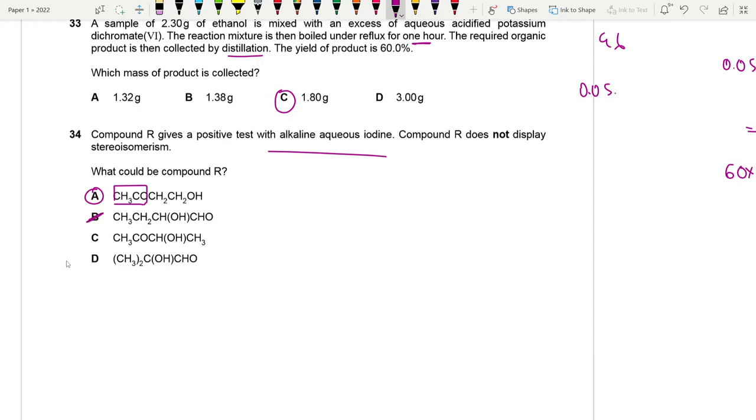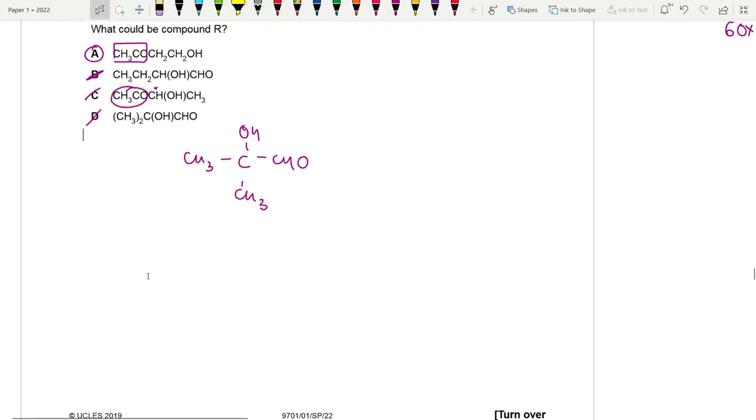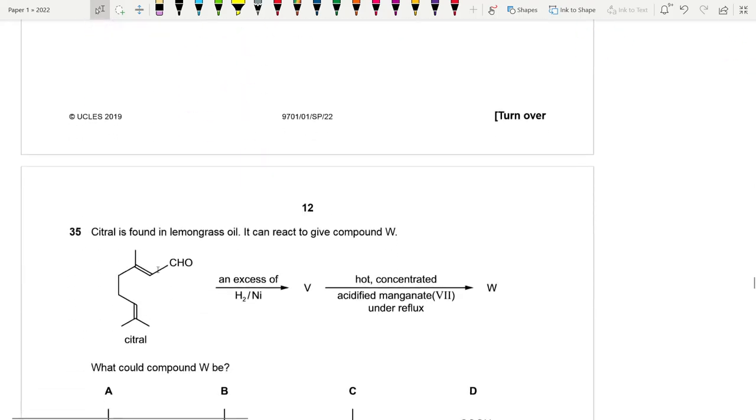B does not give the methyl ketone. It does not give the aqueous alkaline iodine test. It's a negative test. C has the methyl ketone group, but it has a chiral carbon. So C is gone. D is a tertiary alcohol, so it can't give a positive test. If it was secondary, it would have been possible, but no, it's wrong. 34D is wrong. 34A.